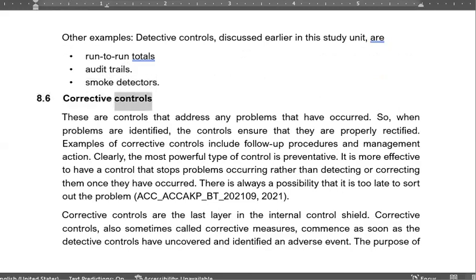8.6 Corrective controls. These are controls that address any problems that have occurred. So, when problems are identified, the controls ensure that they are properly rectified. Examples of corrective controls include follow-up procedures and management action. Clearly, the most powerful type of control is preventative. It is more effective to have a control that stops problems occurring rather than detecting or correcting them once they have occurred. There is always a possibility that it is too late to sort out the problem.